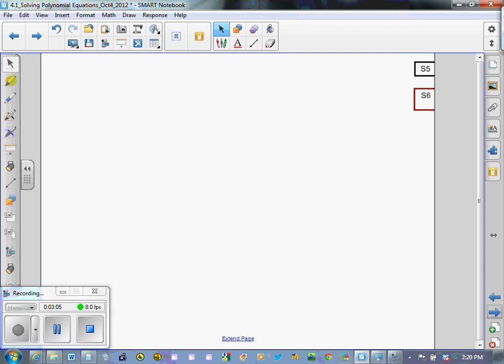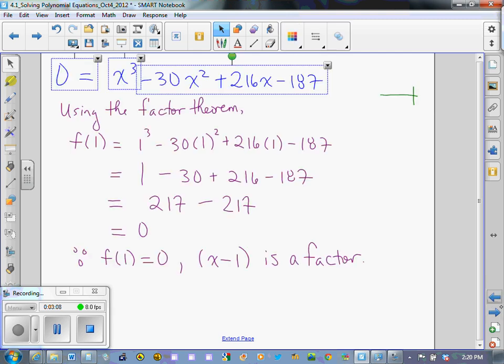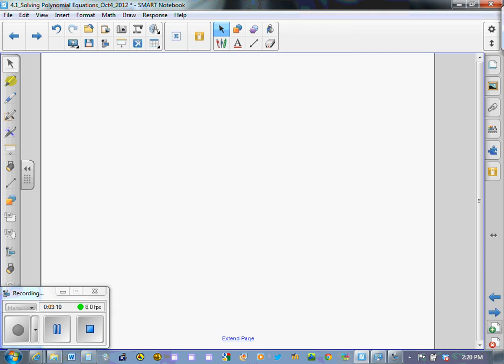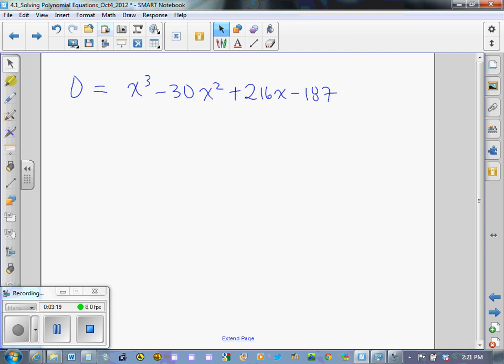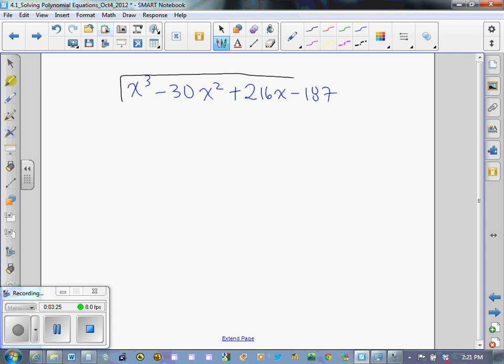Wait, not ready for step 5. We still have to finish this. And we'll go ahead and apply the long division to our expression here. So the factor that we had determined was x minus 1. So let's go ahead and figure out the quotient. So the lead term must be x squared.